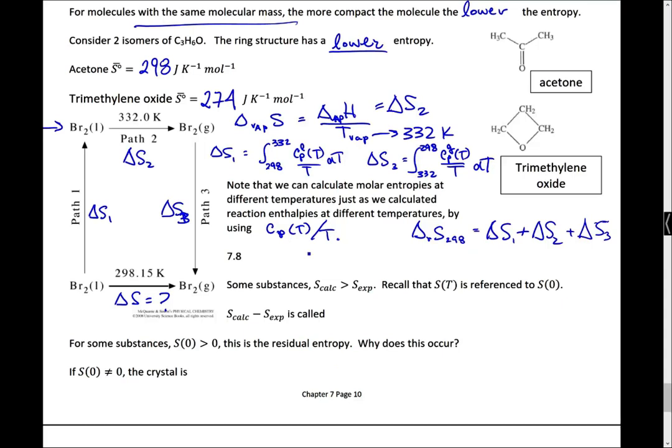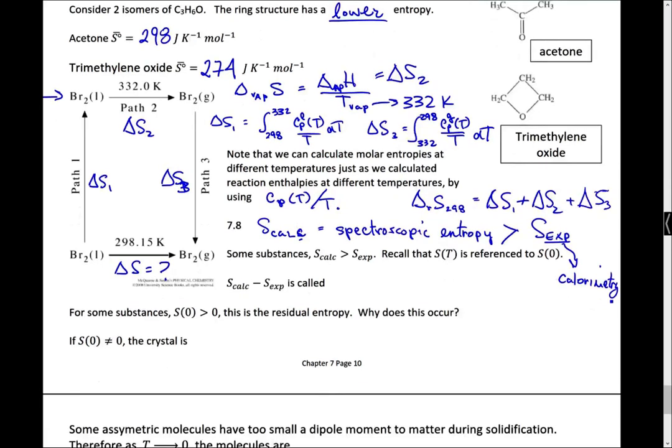Okay, so in this case, S calculation, which again is our spectroscopic entropy, is sometimes greater than S experiment, where experiment means calorimetry. And just make sure that we get what I'm talking about. This is S from the partition function. This is S from heat capacities and delta H's. And what we find is that sometimes the partition function generated entropy is greater than that of the calorimetry. The difference between the two is called the residual entropy.